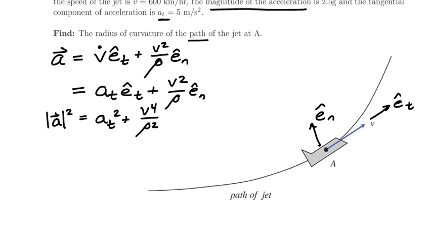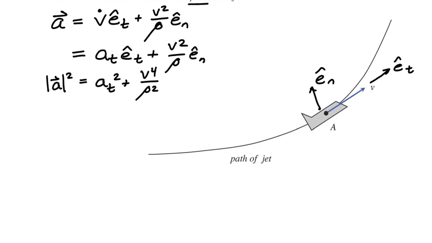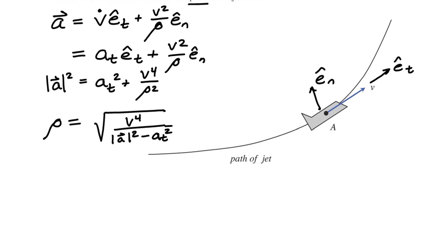Now at this juncture, it proves prudent to do a little bit of mathematical manipulation. And so if I do that, what I'm going to find is that rho, the radius of curvature of the path, is going to equal the square root of the speed squared divided by the magnitude of acceleration at that instant squared minus the tangential acceleration quantity squared.